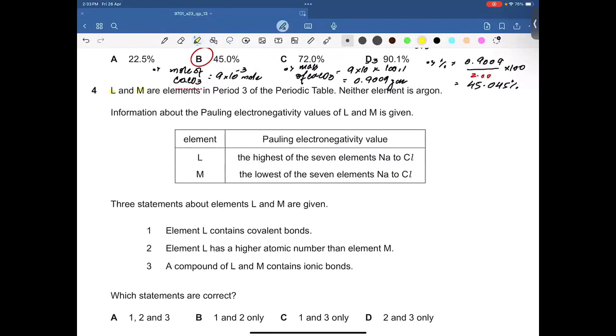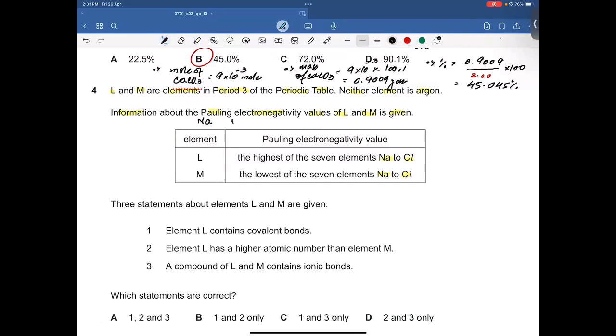Question 4. L and M are elements in period 3 of the periodic table. Neither element is argon. All right. So period 3 elements. An examiner is talking about sodium to chlorine in both the cases. Information about the Pauling electronegativity values of L and M is given. Well, I have given you this Pauling scale in the class. We have discussed this in extreme detail, including factors and all that.